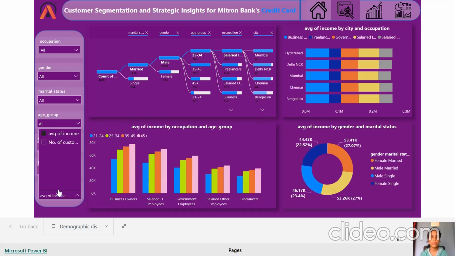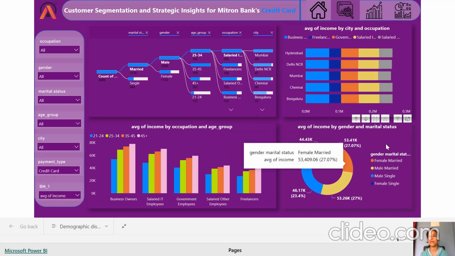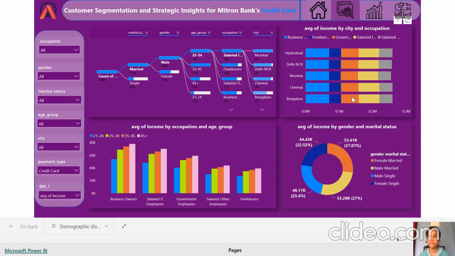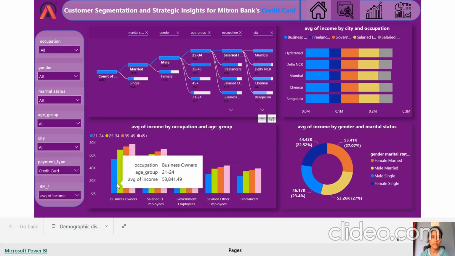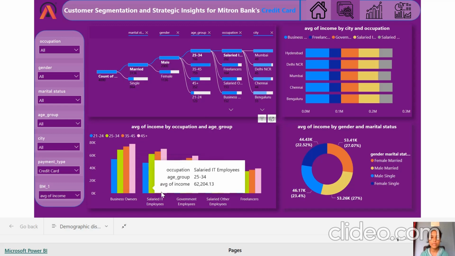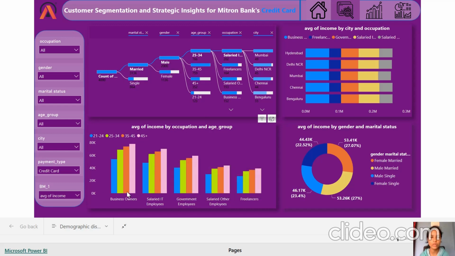When I switch to the average income, you can see that with respect to the city, marital status and gender, there is not much difference between the cities, marital statuses and genders. So that's why I'm not considering gender, marital status and city. I'm only concentrating on the age group and the occupation. Here you can see the average income of a business owner, salaried IT employee, meaning average income for different occupations.